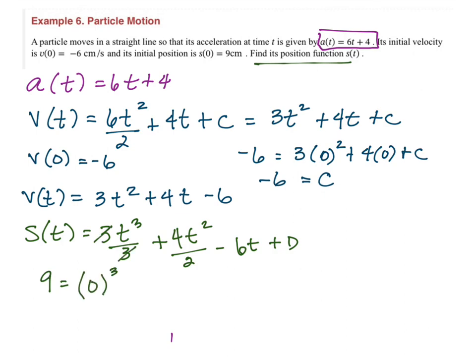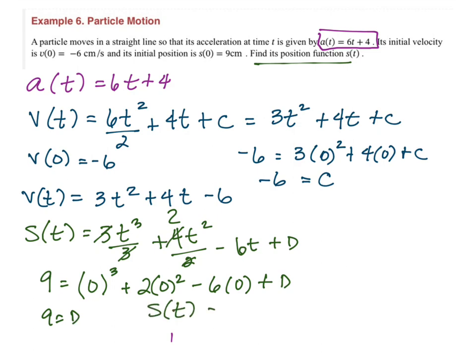The 3's are going to cancel. Next, I'm going to have 2 times 0 squared because the 4 and the 2 made a 2t squared. Minus 6 times 0 plus d. So I can tell that d is 9. So my position function, finally, s of t, is going to equal t cubed plus 2t squared minus 6t plus 9.